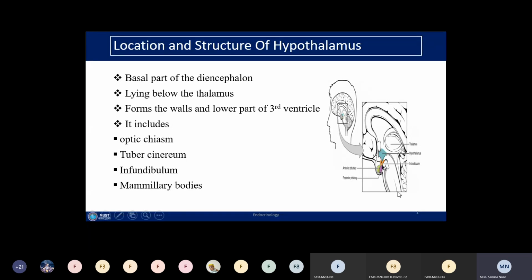As you can see here in the figure, the region lying above is known as the thalamus, and just below the thalamus is the region known as the hypothalamus, and below the hypothalamus the pituitary gland is located. The pituitary gland has two lobes: one is the anterior lobe and the other is the posterior pituitary lobe.